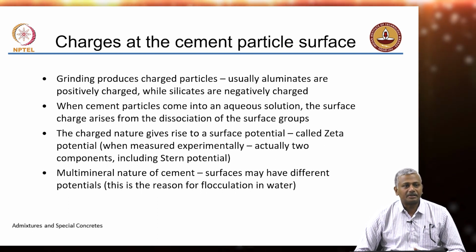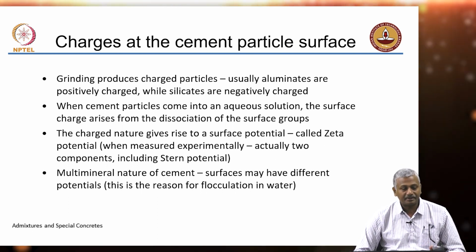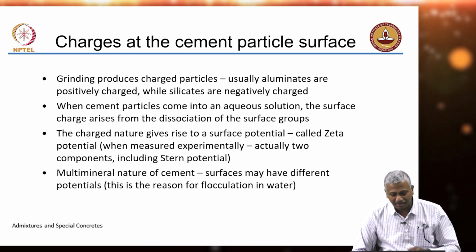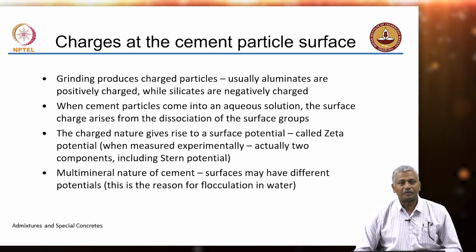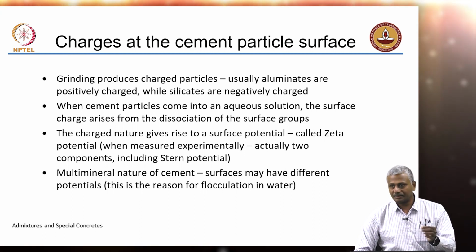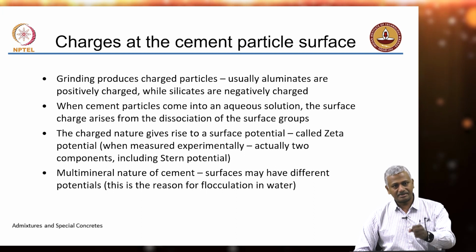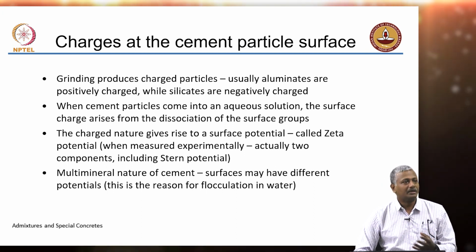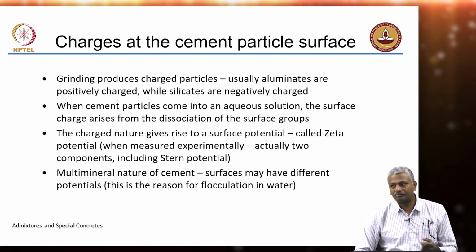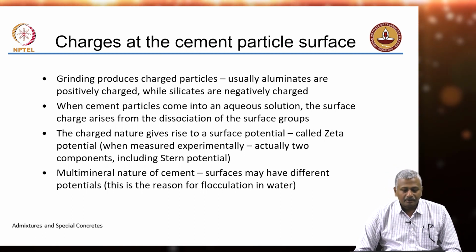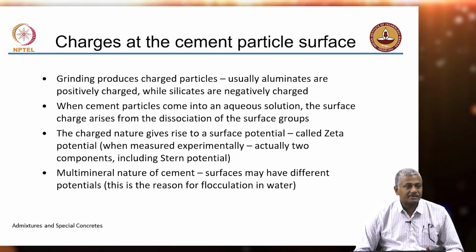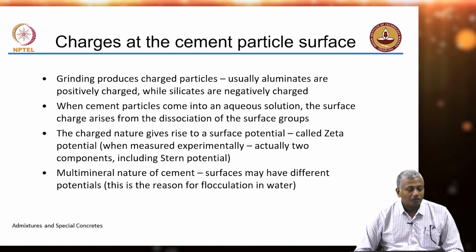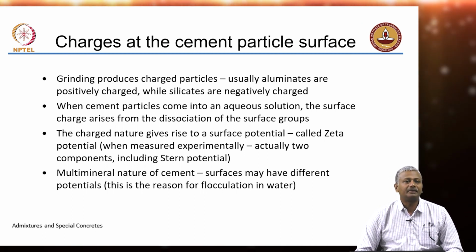Okay. The surface charge creates what is known as surface potential or zeta potential. Now, of course, when you measure experimentally, there are two components to this, including what we know as Stern potential, but we will not get into a discussion there in detail. Primarily, you need to imagine that when you are putting a cement grain in an aqueous solution, there is a surface charge, okay, and that is often the reason for the flocculation that happens eventually if we do not use a water reducer. Now, surfaces in cement grains, because of the different types of compounds that are present, may have different potentials, and this is what is causing the flocculation.